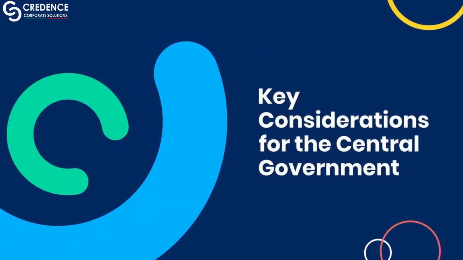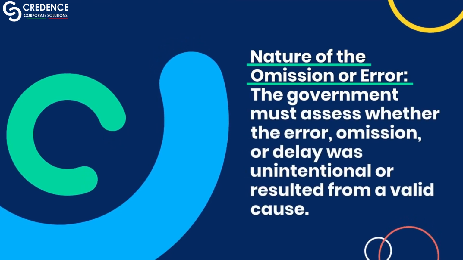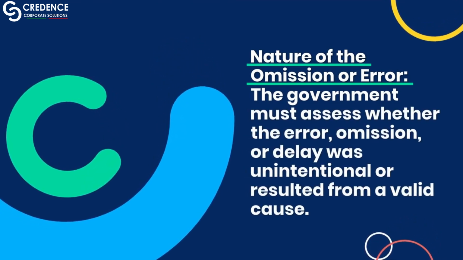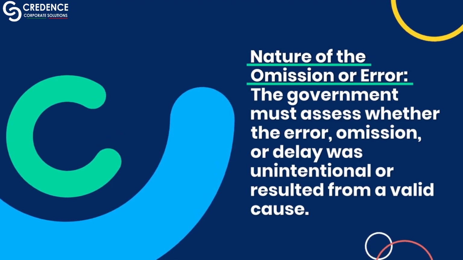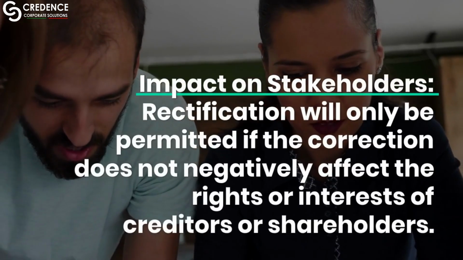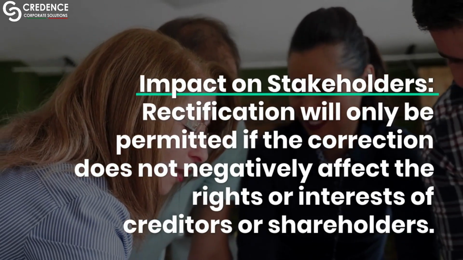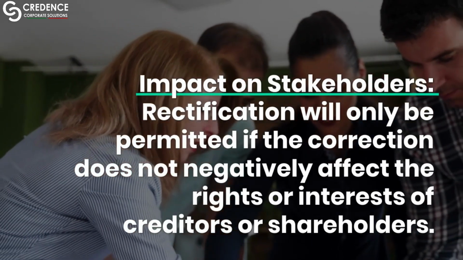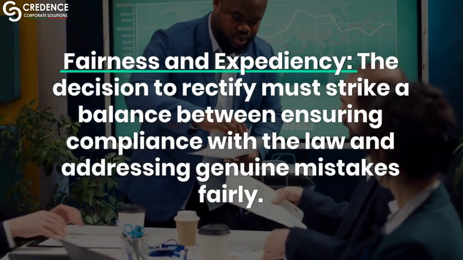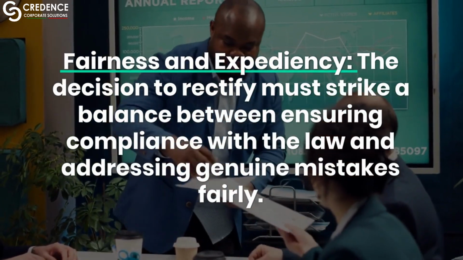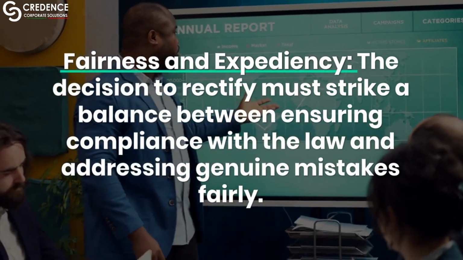Key considerations for the central government. Nature of the omission or error. The government must assess whether the error, omission, or delay was unintentional or resulted from a valid cause. Impact on stakeholders. Rectification will only be permitted if the correction does not negatively affect the rights or interests of creditors or shareholders. Fairness and expediency. The decision to rectify must strike a balance between ensuring compliance with the law and addressing genuine mistakes fairly.